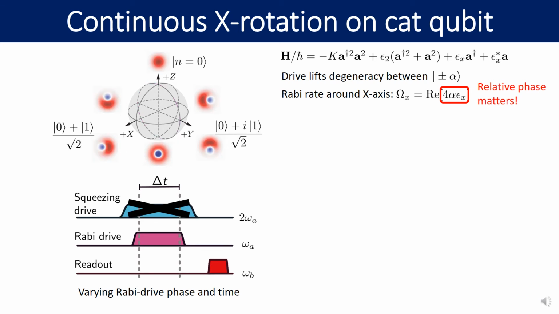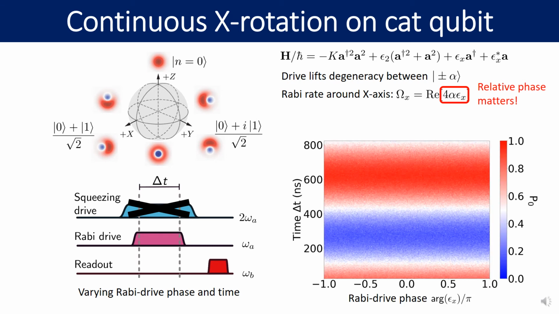First, I'll do a control experiment where we don't switch on the squeezing drive. Now we're just going to Rabi the regular Fock state qubit. And here's the result of this experiment. On the color scale, you're seeing the 0 photon population fraction at the end of the experiment. Along this axis is the phase of the Rabi drive, and here is the time difference. What you see is just a sinusoidal oscillation as a function of time that does not depend on the phase of the applied Rabi drive. And that's exactly what we would expect.